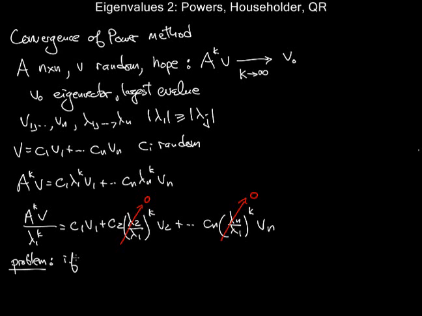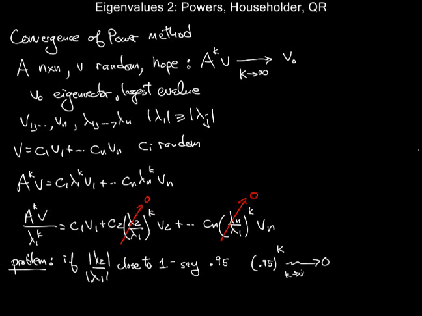Now the problem is that if lambda 2, for example, over lambda 1 is close to 1, it's less than 1 by assumption, but if it's close to 1, then it only goes to 0 rather slowly. So for example, if it was 0.95, if you raise this to a higher and higher power, it goes to 0, but it takes a darn long time. So the convergence isn't very good.